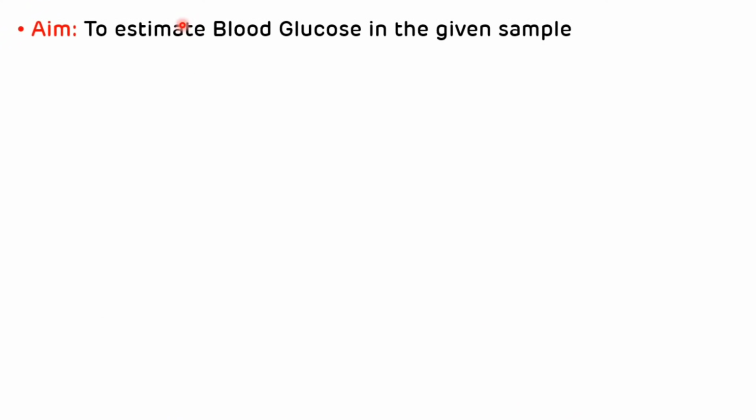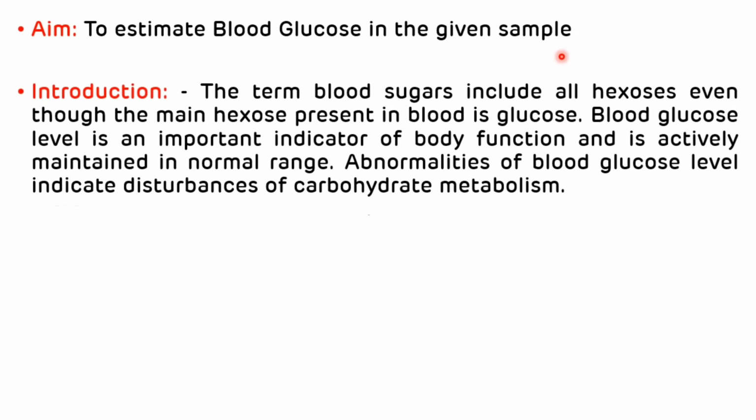So the aim is to estimate blood glucose in the given sample. And the introduction: the term blood sugars includes all the hexoses, even though the main hexose present in the blood is glucose. The blood glucose level is an important indicator of body function, and it is maintained in the normal range by various hormones. Two main hormones regulating the blood glucose level are insulin, which is a hypoglycemic hormone, and glucagon, which is a hyperglycemic hormone. Any abnormality of the blood glucose level indicates disturbances of carbohydrate metabolism. One important lifestyle disorder associated with abnormality of the blood glucose level is diabetes mellitus, which is characterized by hyperglycemia, that means increase in the blood glucose level, which occurs due to absolute or relative insulin deficiency.